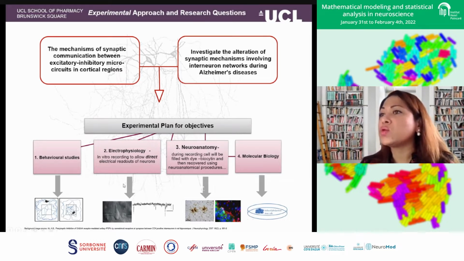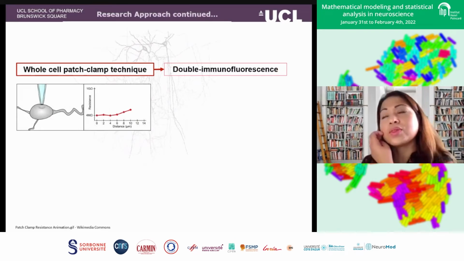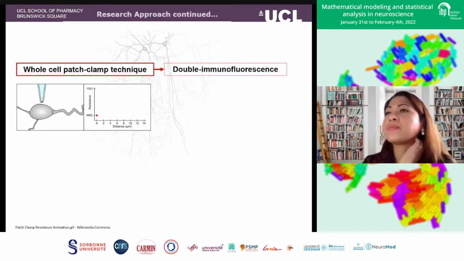Now, the techniques that we use, as I mentioned, involve behavioral studies, looking for example at cognitive deficits or anxiety. We're very much interested in mental health and Alzheimer's disease. We also follow this up with in vitro electrophysiology combined with neuroanatomy and molecular biology, not only at a single cell level, but we're also now developing cell cultures from human stem cells from dementia patients and also control patients.